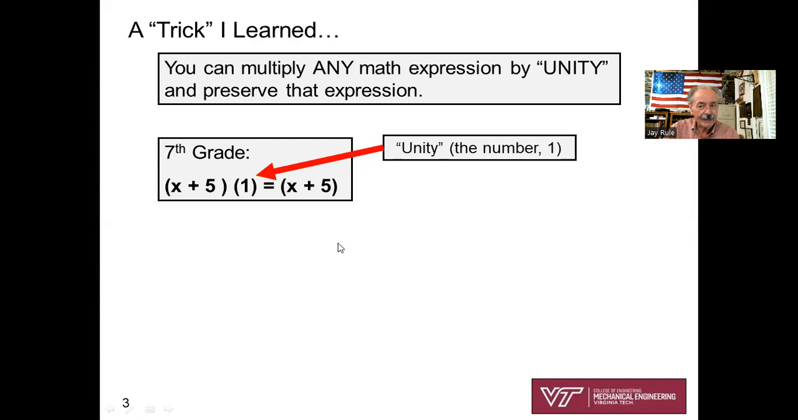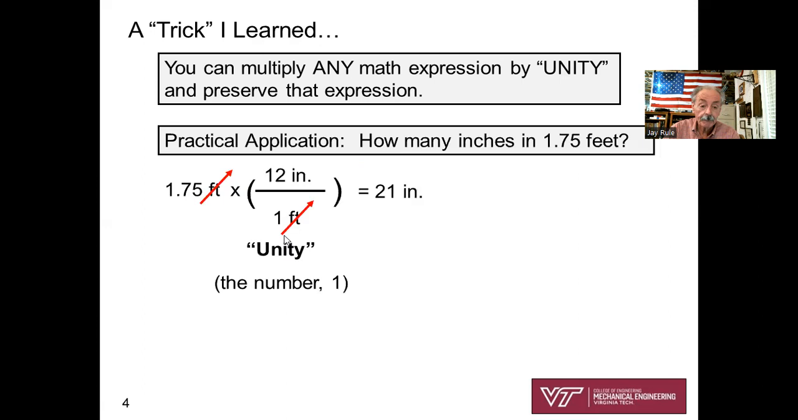And you think, well, that's obvious. I almost thought that in 7th grade itself. That's obvious. Multiplying anything by 1 gives you the same thing. But it's the starting point for this little trick associated with units. Okay, and so here's a little better example. Multiplying anything by unity and getting that result.